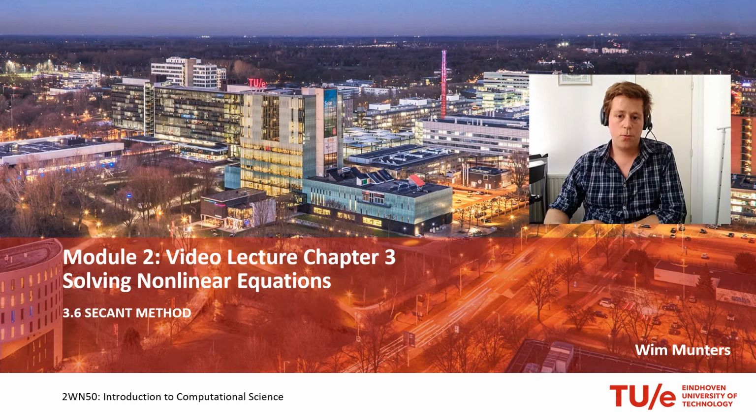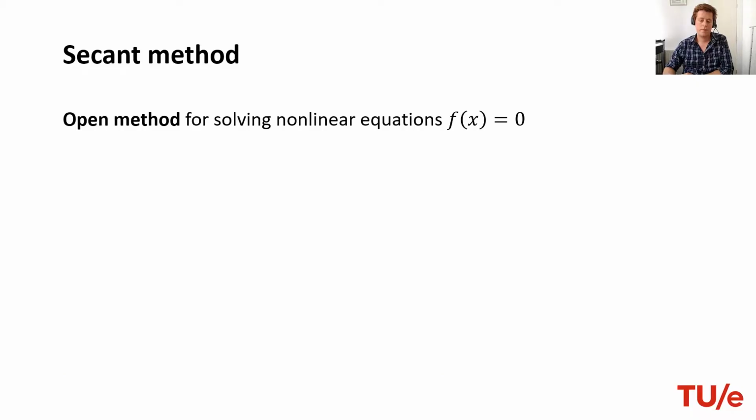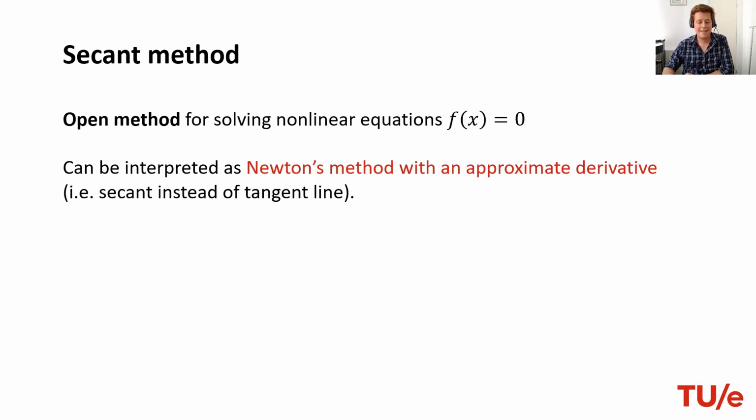This video will discuss the secant method for solving nonlinear equations. Now, the secant method is an open method for solving nonlinear equations in the form of f of x equal to 0. It's an open method, so it's similar to Newton's method. And in that sense, it can actually be interpreted as Newton's method, but instead of using the actual derivative of f in the update formula for the solution x, we use an approximate derivative.